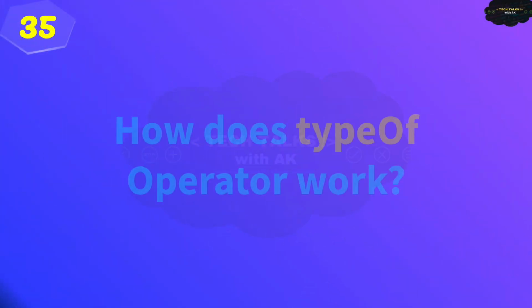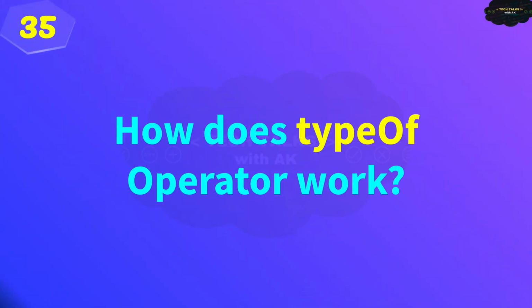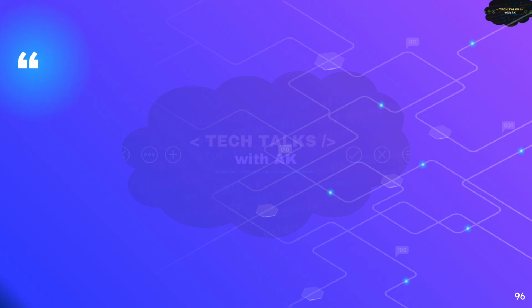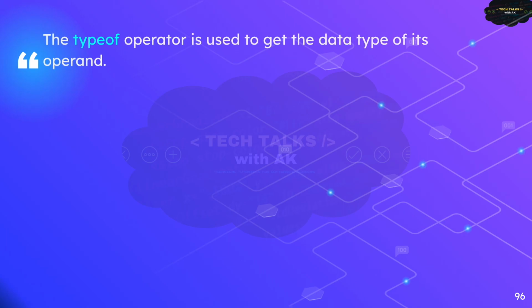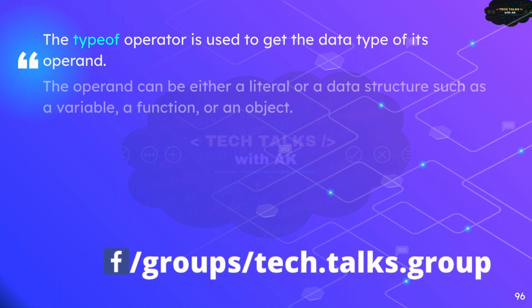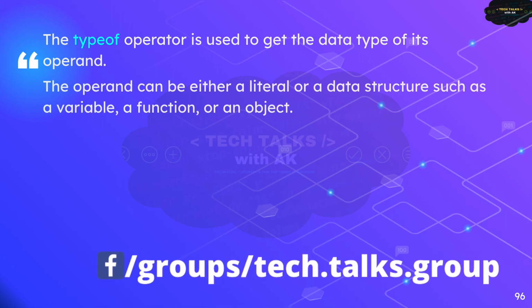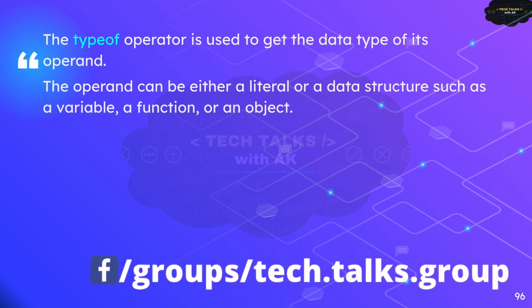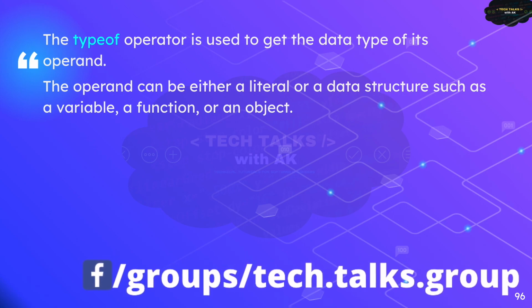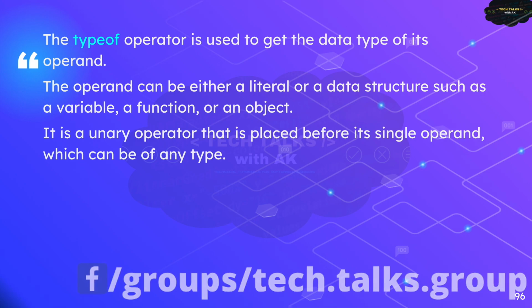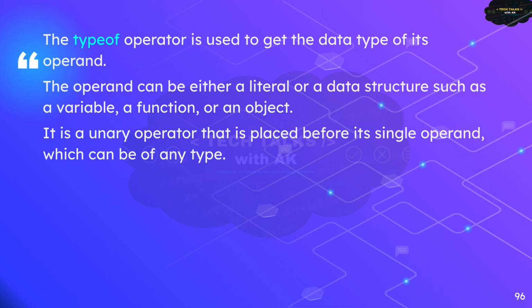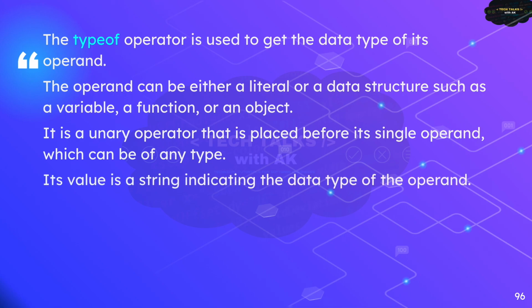Next question is, how does the typeof operator work in JavaScript? And the answer is, the typeof operator is used to get the data type of its operand. The operand can be either a literal or a data structure such as a variable, a function or an object. It is a unary operator that is placed before its single operand, which can be of any type. Its value is a string indicating the data type of the operand.